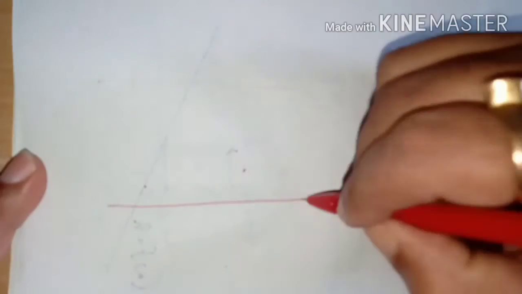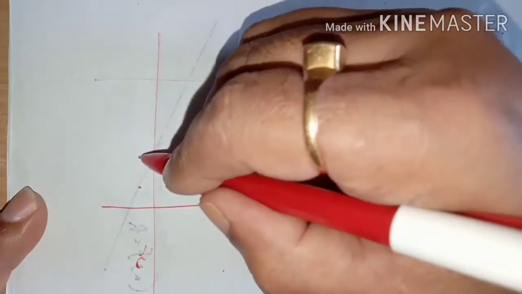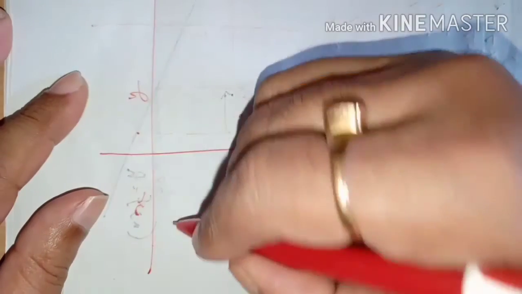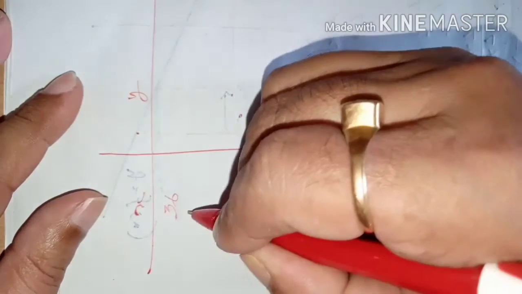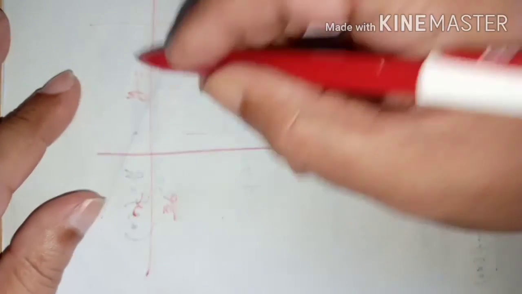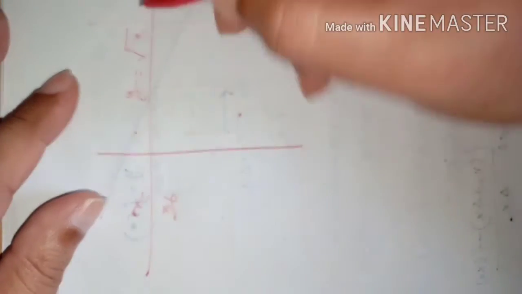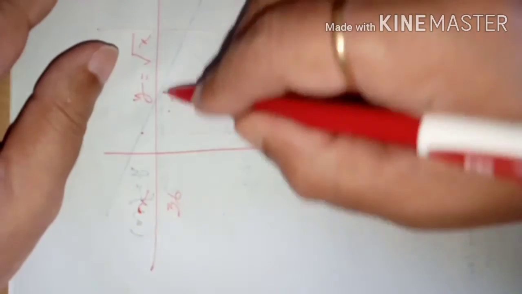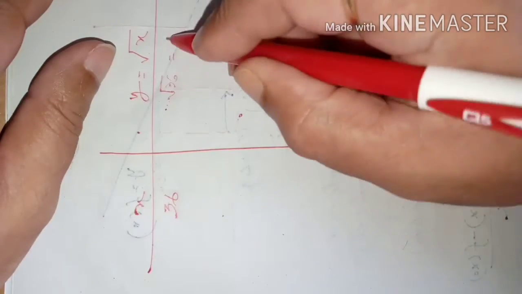Suppose this is a table of values of x and y. Here I am putting the values of x, and here I am putting the values of y. y is dependent on x. So suppose x is taking 36, and y will be obtained by taking the square root of x. Suppose y is the square root of x. So in this case we will get the square root of 36, that is equal to 6.